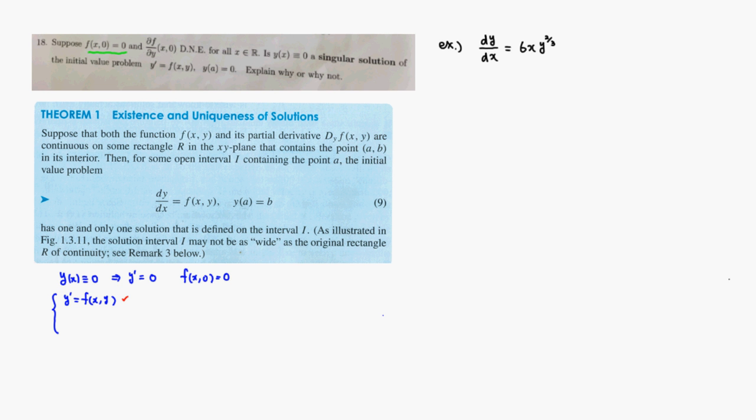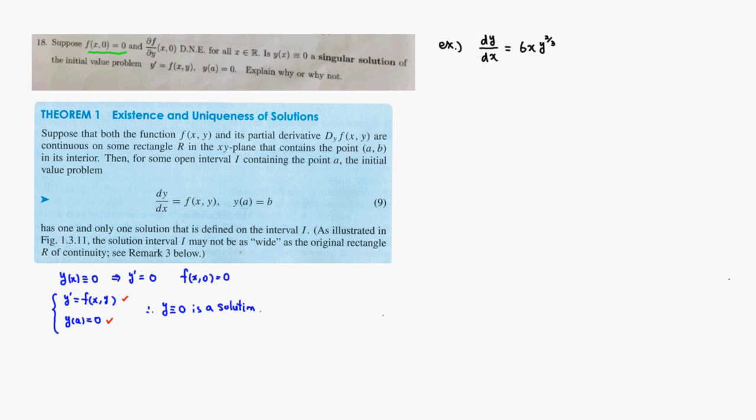And the initial condition, y of a must be equal to 0. This is kind of trivially satisfied because y is 0 all the time. So we know that the initial condition is satisfied. So therefore, y identically equal to 0 is a solution, right? All right, then we want to see if this can be a singular solution.